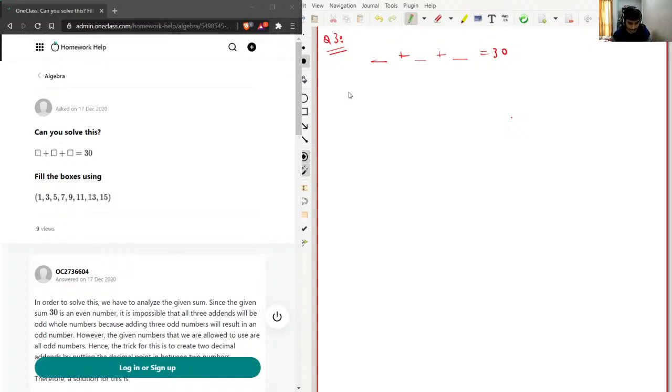So here we can clearly see we have 1, 3, 5, 7, 9, 11, 13, 15. All these numbers are odd numbers, and it is a kind of rule, or common sense, that when we add any two odd numbers, we'll always get an even number. But when we add three odd numbers, we'll never get an even number, because two odds make one even, and even and odd again make an odd. And 30 is an even number, and all the numbers given here are odd.